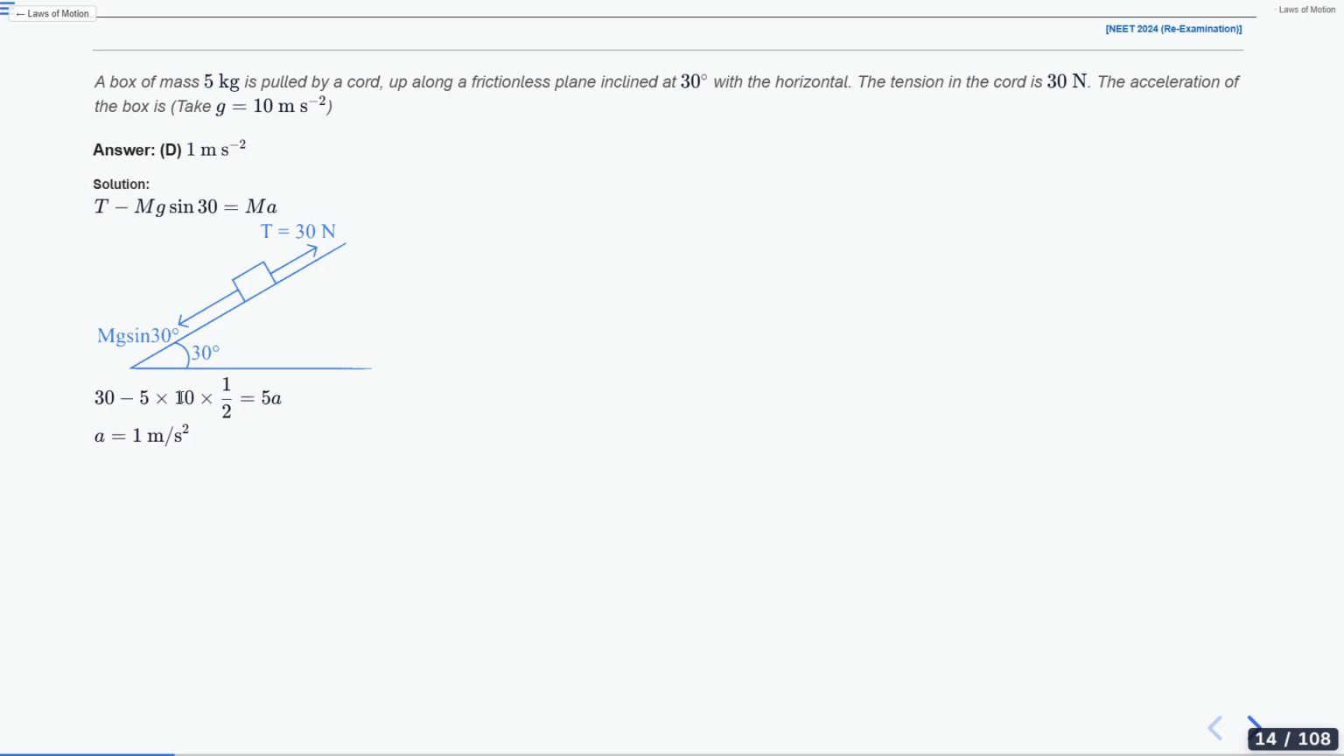So it will be 2 and 5, 5 and 5 will be 25, 30 minus 25 will be 5. So it will be 5 times a. So on the left hand side, we got answer 5, and that 5 will be equal to mass times acceleration. What is mass? 5 kg times acceleration a. That acceleration we have to find. 5 and 5 will cancel out. We will be getting acceleration equals 1 meter per second square. This was the answer. That's option D.